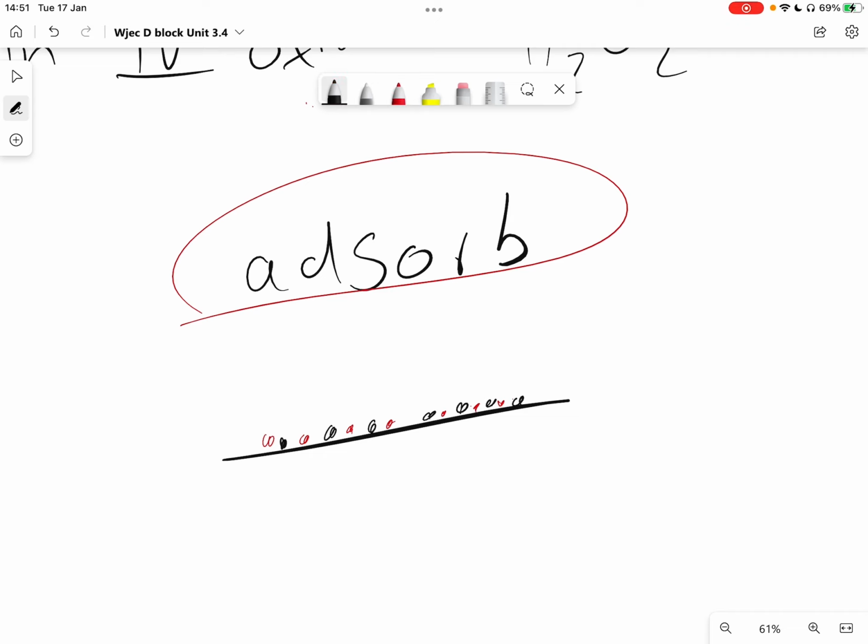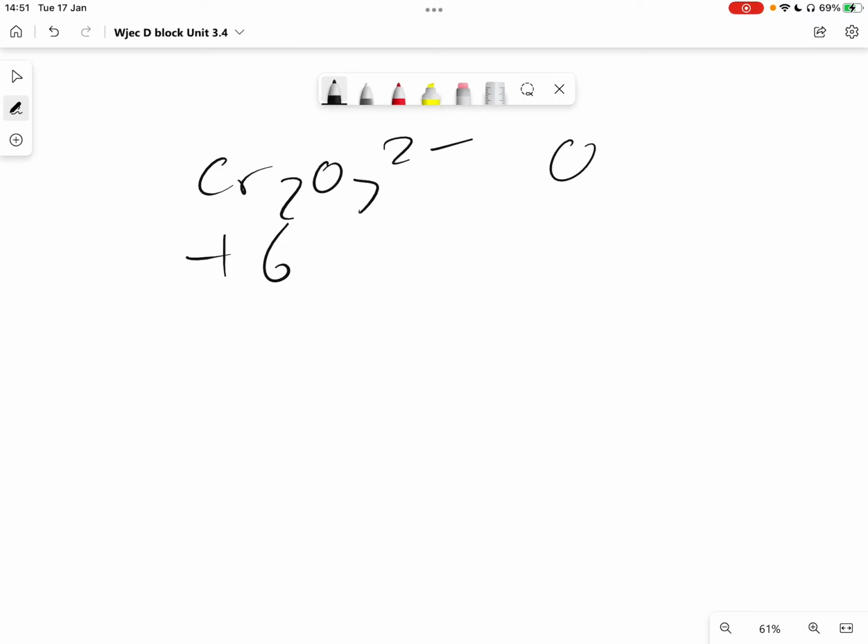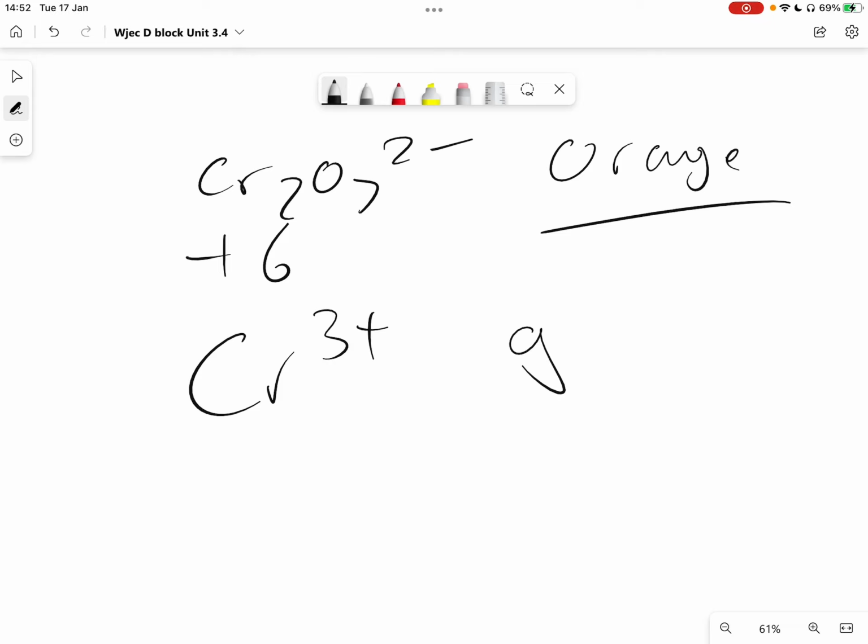Okay, so the final thing that I've saved till last is the colours of complexes that you need to know, and the different oxidation states also. Some you may already know from AS and from your organic, and some you may not. The one we're going to start off with is dichromate, which is like so. This is chromium in oxidation state +6, and this has an orange colour, as you'll know from your oxidation reactions. And of course, the next one you need to know is chromium 3+, which you also know from your oxidation reactions, and this is green.